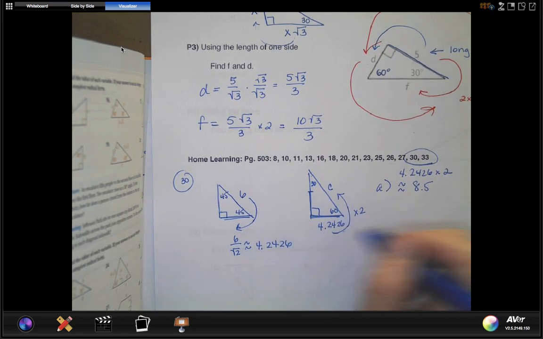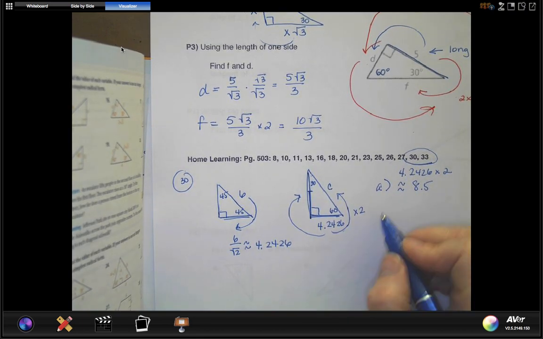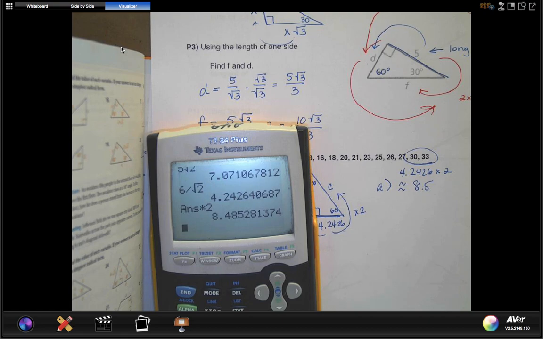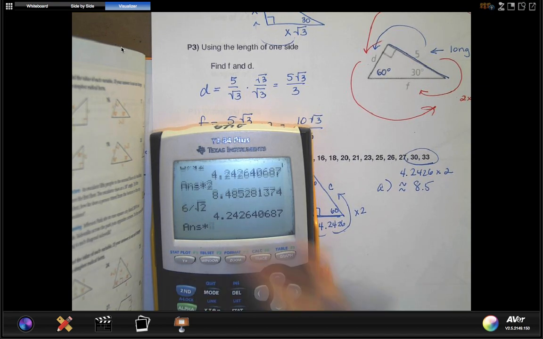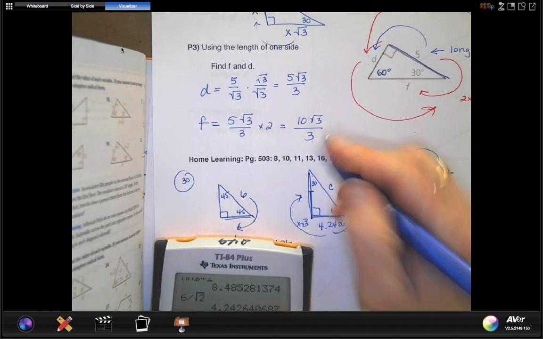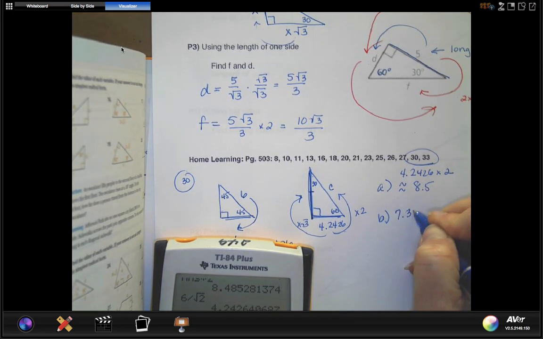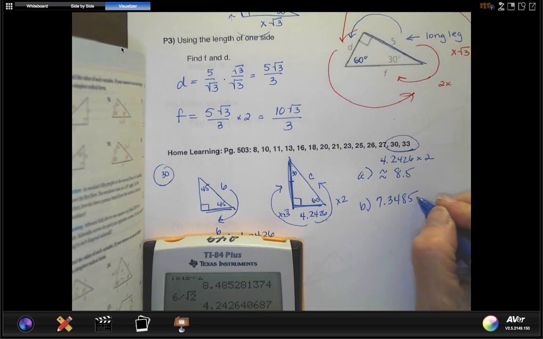Okay, but again, if I know the short leg, I can also figure out what this side is here. To figure out that side right there, I would take the short leg times the square root of 3. So I'm going to take this number from up here times the square root of 3. So for B, this height right here, how high it is off the ground, is 7.3485. But B asks how much higher the longer brace reaches than the shorter brace. So then I would subtract.